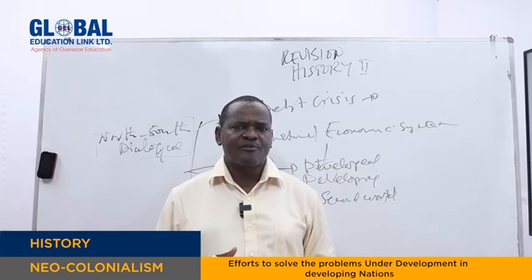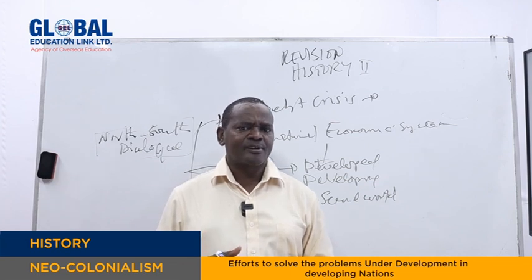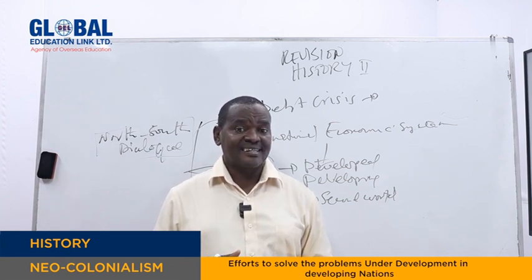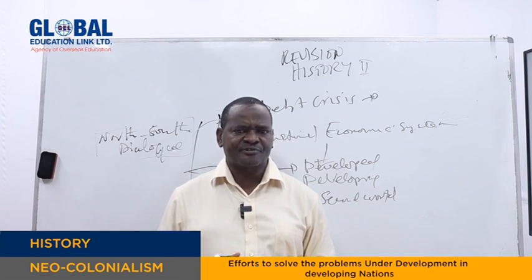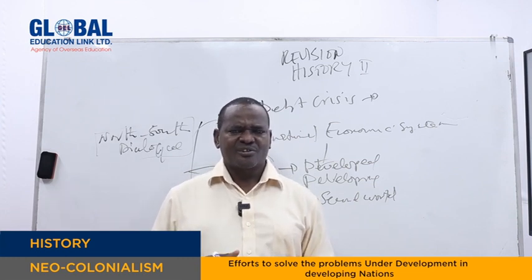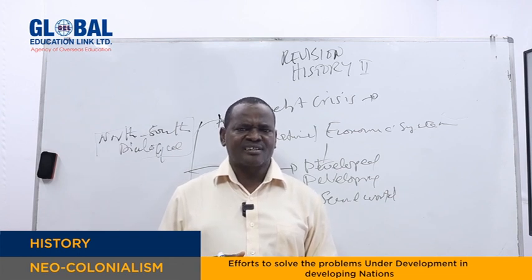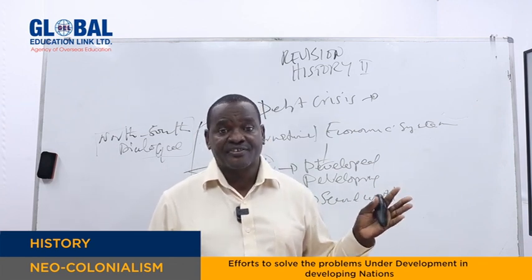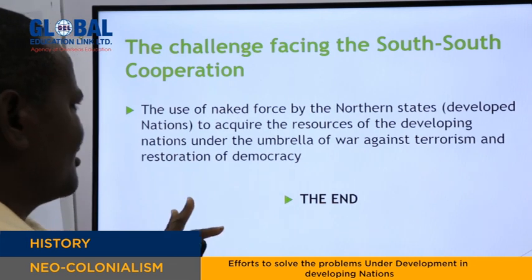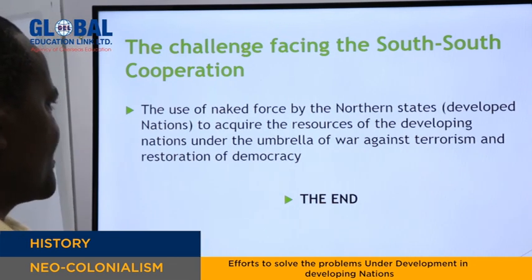Another thing here is the use of negative force by the northern countries. Northern countries have always been using negative force in trying to solve some problems. In fact, they pretend that they are trying to restore democracy, or they are trying to prevent crimes against humanity, and then they invade some third world countries. We saw it in Libya, in Iraq, in Grenada, as we said earlier, and so on and so forth. Or sometimes they pretend that they are fighting against terrorism. But all in all, this is affecting the third world countries.